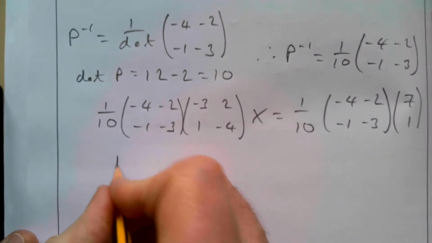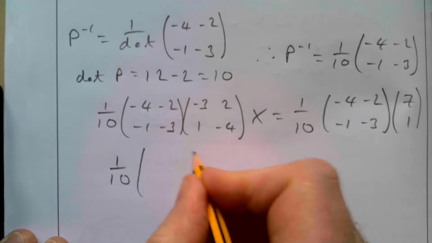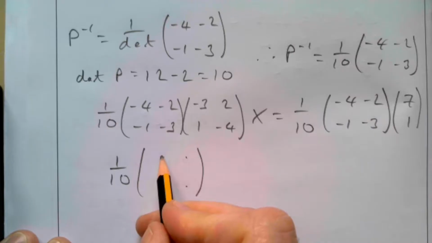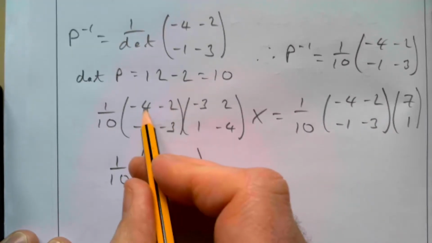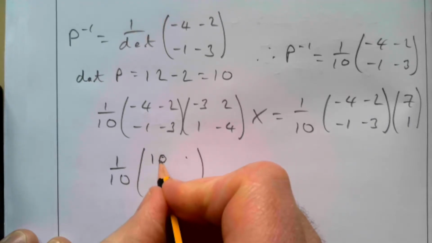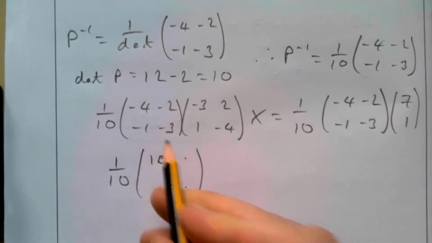This gives me a 10th, a 2 by 2, so I have a 2 by 2. This is in the first row and first column, so I do 12 take away 2, which gives me 10. You should know what I'm expecting here anyway, I hope.